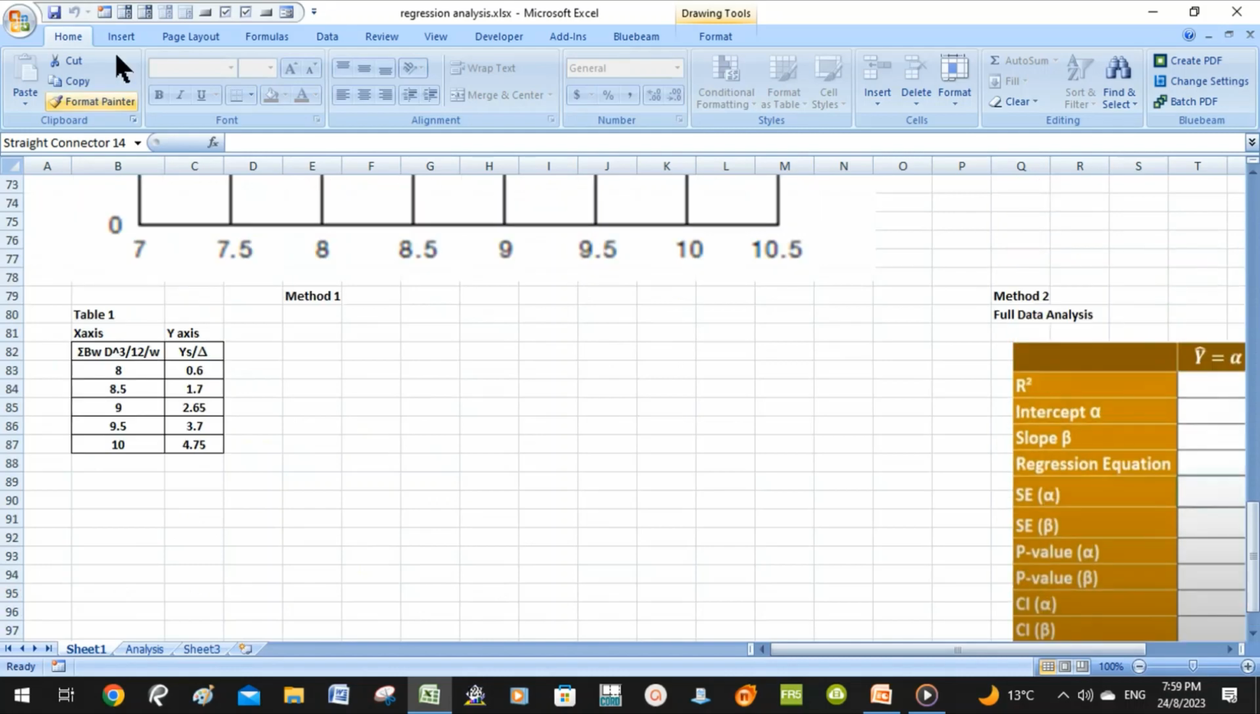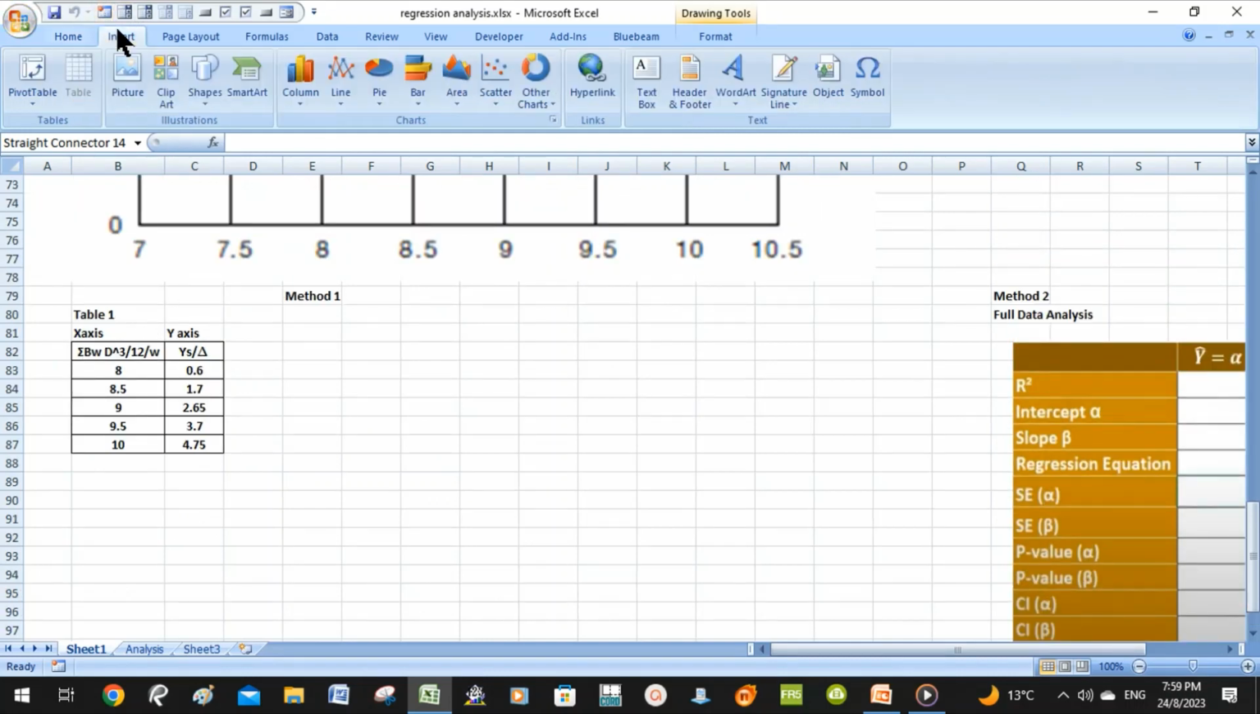Okay. The second step is highlight the table. You can include the title if you want. You don't have to, but just highlight the table. Then go to Insert.